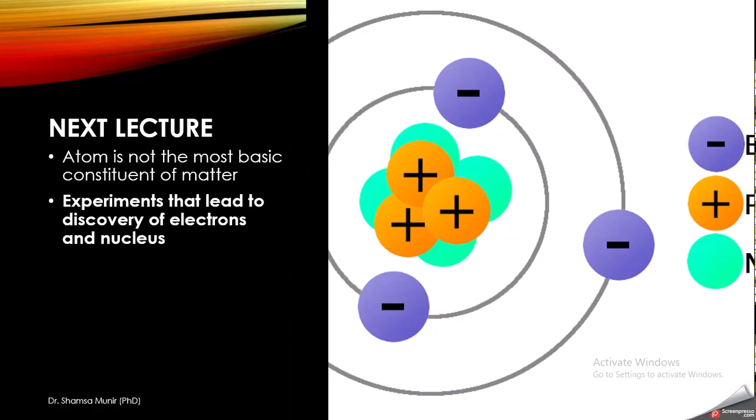So in this lecture we have seen how people believed that matter is composed of the smallest units, and these smallest units are called atoms. But now we know that atoms are not the smallest unit, and we can divide them into further smaller units. So in the next lecture we are going to see that the atom is not the most basic constituent of matter, and we will also see the experiments that led to the discovery of the electrons and nucleus. Thank you.